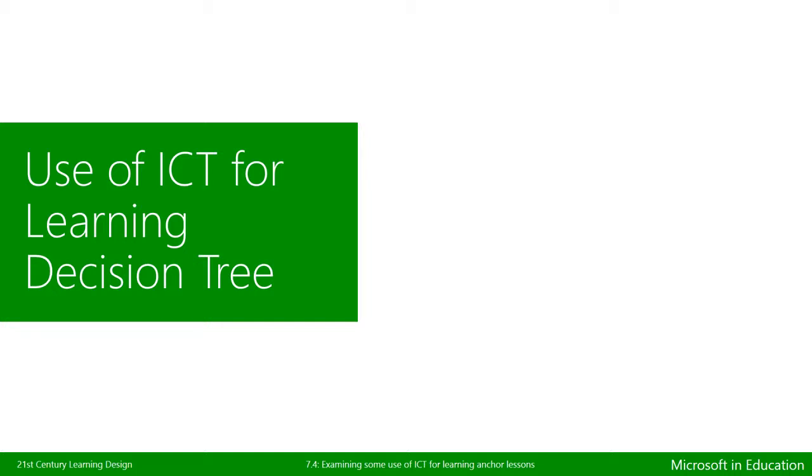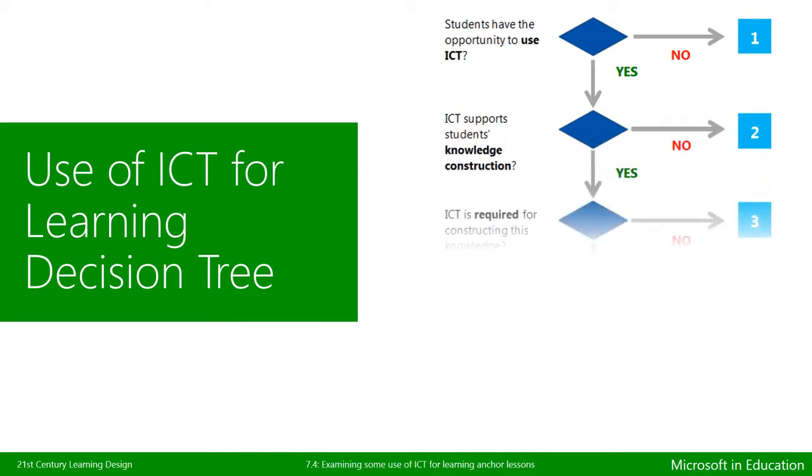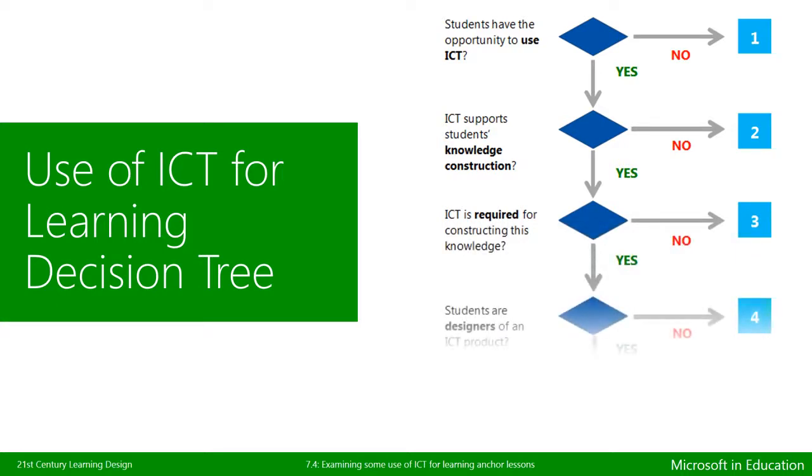The first relates to whether the students have the opportunity to use ICT in the learning activity. The second is to determine if ICT supports students' knowledge construction. The third question asks if ICT is required for constructing this knowledge. The fourth question asks if the students are designers of an ICT product. Considering each of these questions is useful when designing a learning activity.